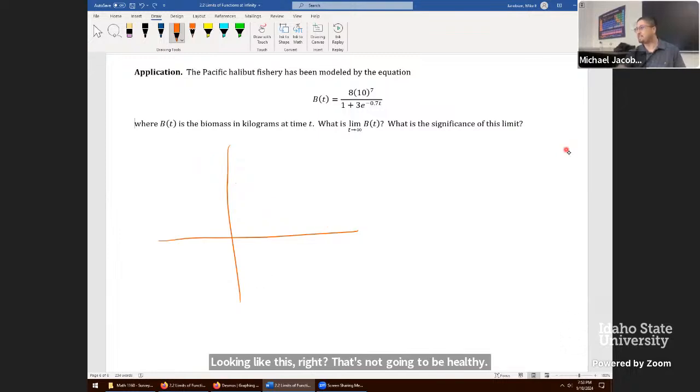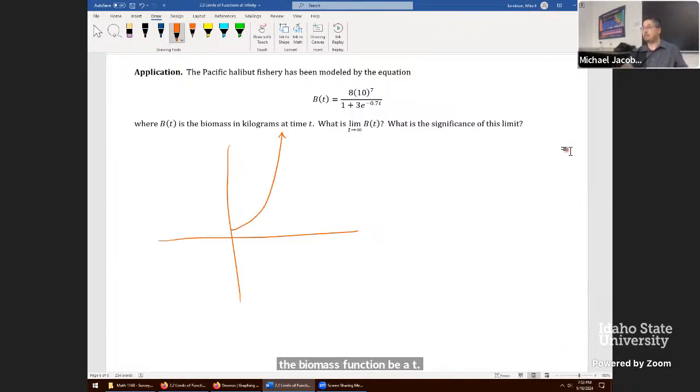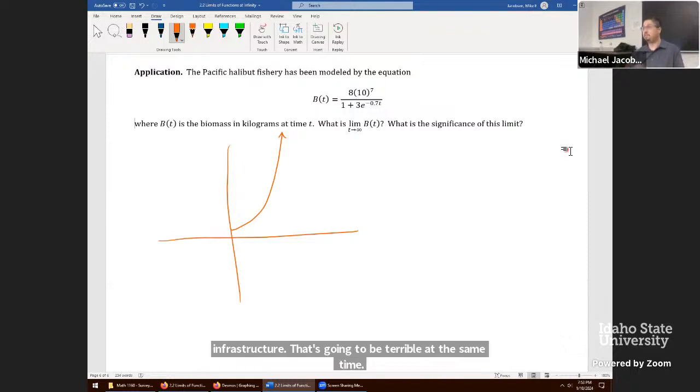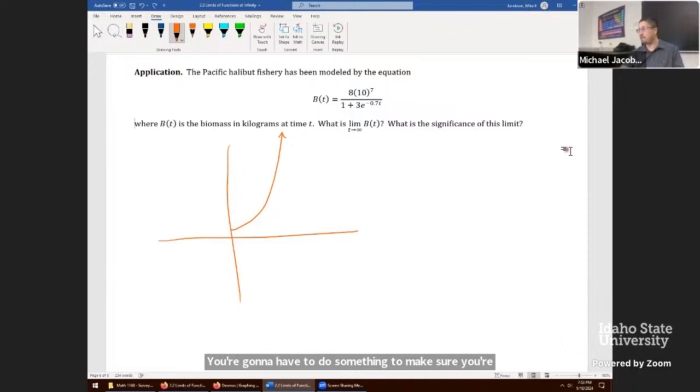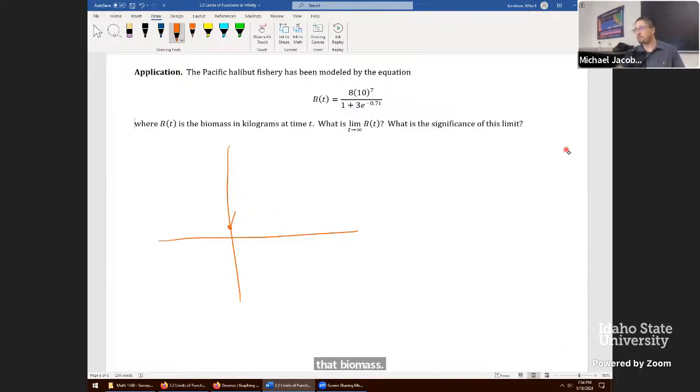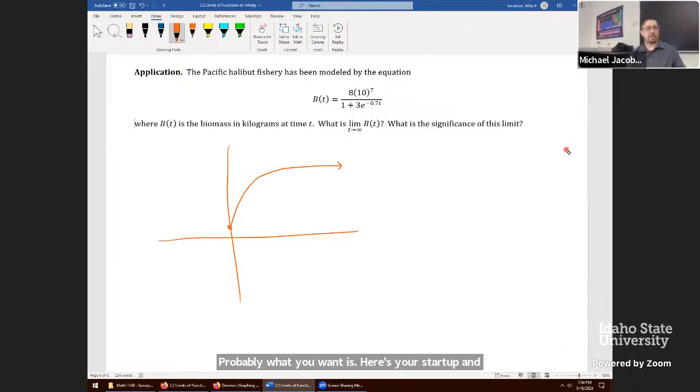And you wouldn't want the biomass function B of t to look like this either. You're going to run out of infrastructure. That's going to be terrible at the same time. You're going to have to do something to make sure you're selling off the fish fast enough to not accumulate all that biomass. Probably what you want is, here's your startup, and the biomass hits some kind of level where it levels off and you can deal with all that product. That's our hope of hopes.